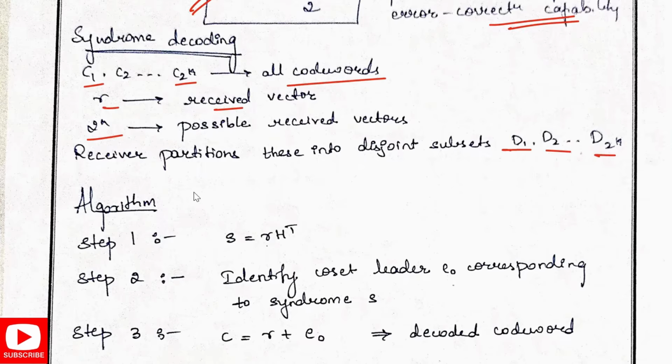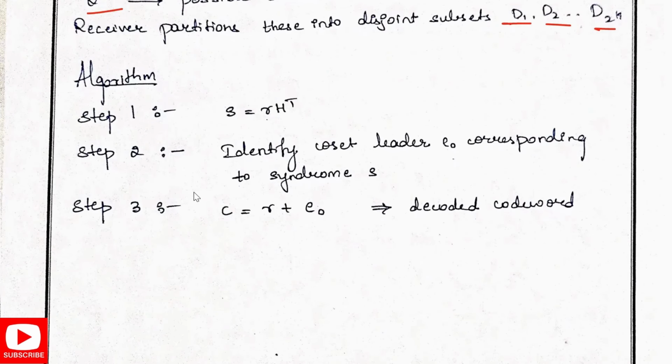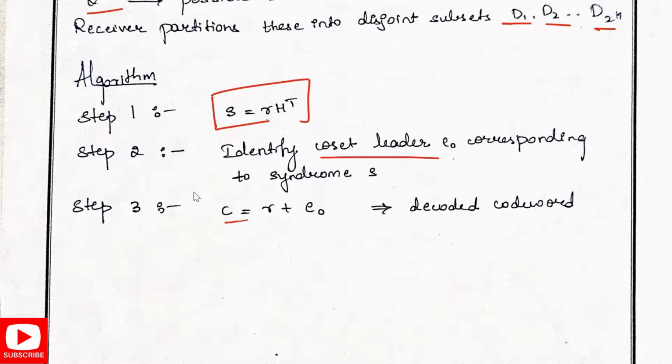So how does this syndrome decoding algorithm work? This has been asked in one of the papers. Firstly, you need to find S equal to R times H transpose. Then identify the coset leader, that is E0, corresponding to the syndrome S. Next, you need to find C, which is R plus E0. So hence the decoded code word is obtained.